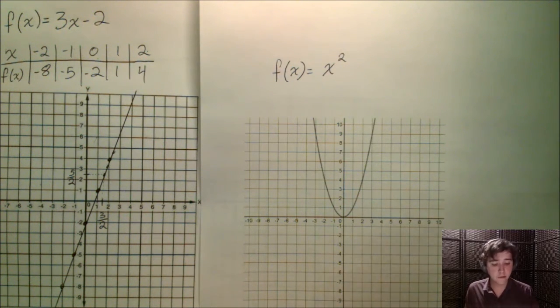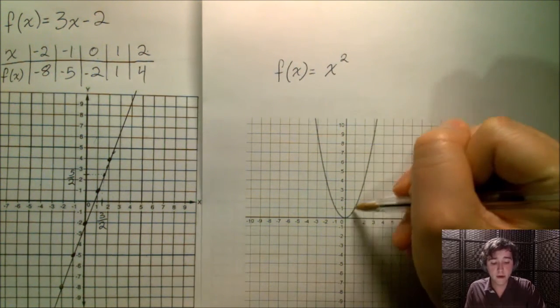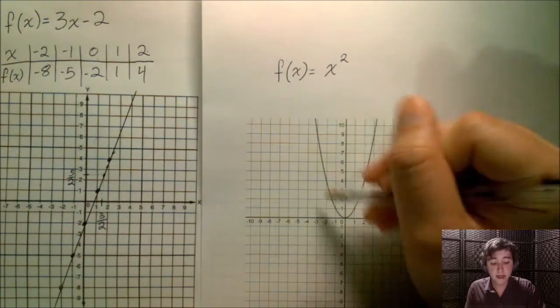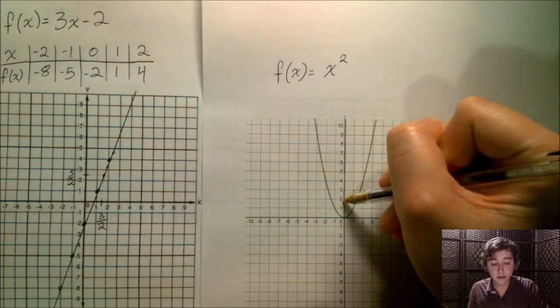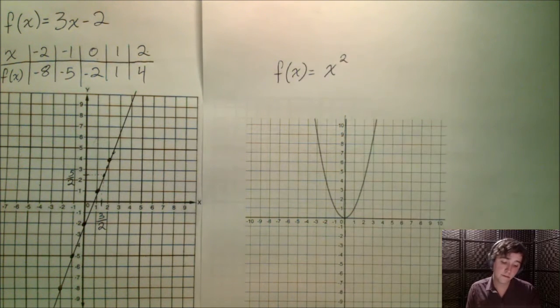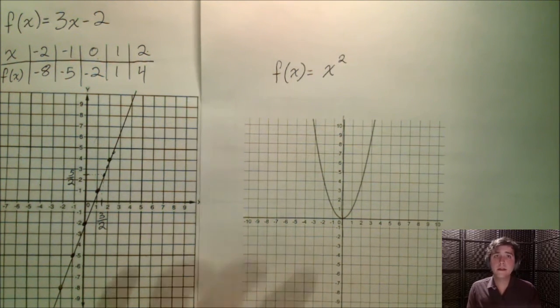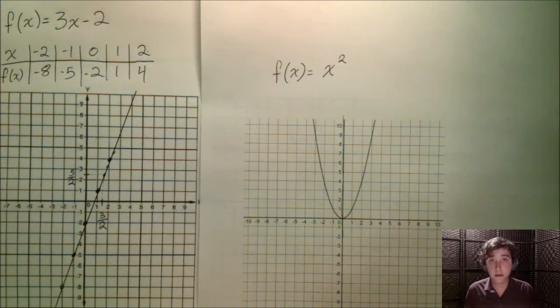Also, unlike the linear function, this function has a graph which is symmetrical. It has a line of symmetry. In fact, the y-axis is its line of symmetry. So these are just two different types of functions with two very different types of graphs. But there are lots of kinds of functions with lots of very different graphs. And I've got a couple more that I want to show you.